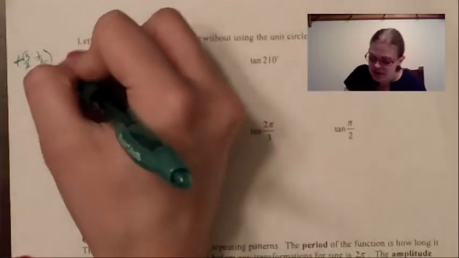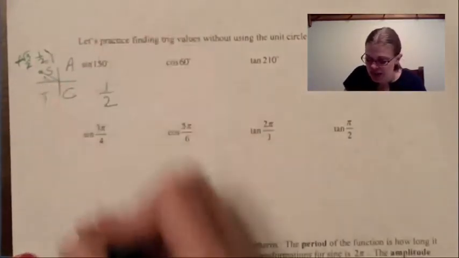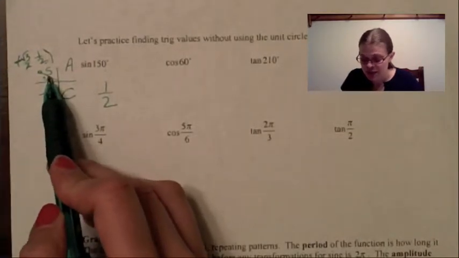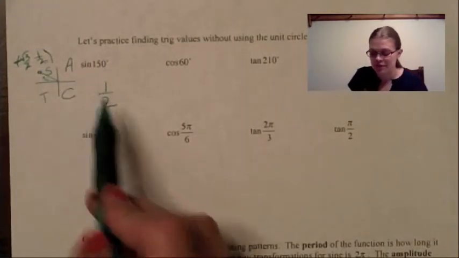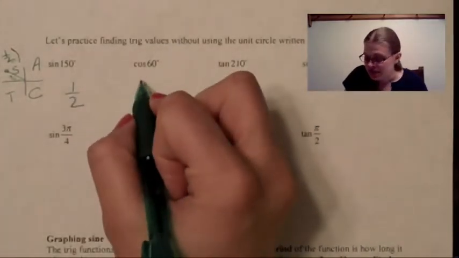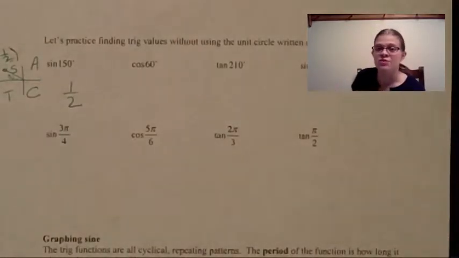The other way you could do it is this: all students take calculus. The students stands for the sine, so the sine is positive in this quadrant, so I would have a positive value. Okay.